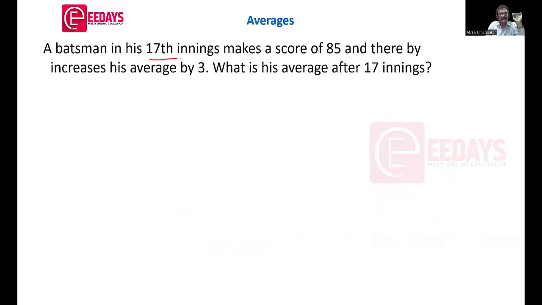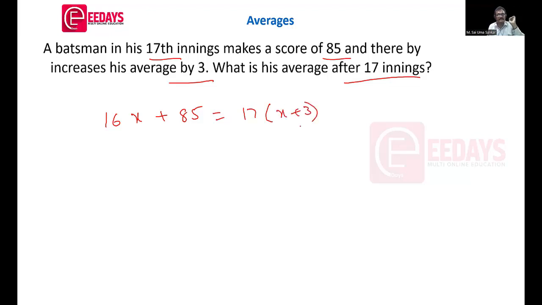A batsman in his 17th innings makes a score of 85 and thereby increases his average by 3 runs. Find his average after 17 innings. That is the question. Up to 16 innings, the average is equal to X. What is the total? 16X. In the 17th inning, he hit 85. Now, what is the average? 17 into the average, which increases by 3 runs, that is equal to X plus 3.